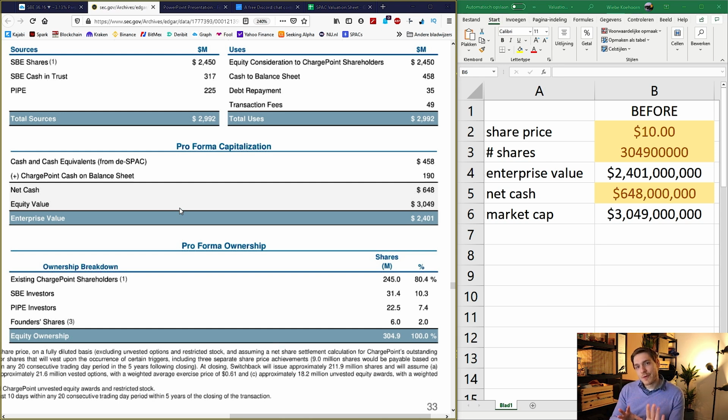But what does that pro forma mean exactly? Well, the thing is, the SPAC, in this case, for example, I'm using the example of Switchback Energy, which is the SPAC that's going to acquire ChargePoint.